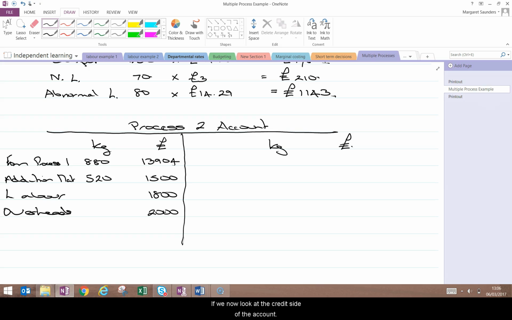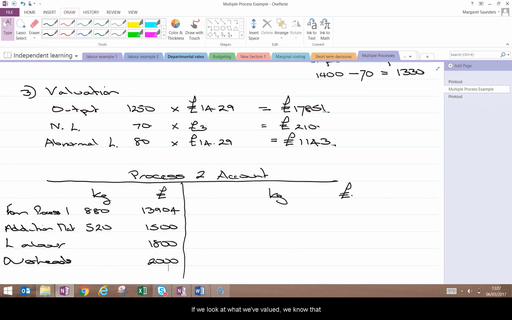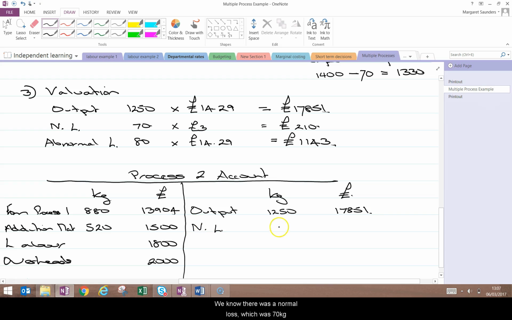So if we now look at the credit side of the account, if we look at what we valued, we know that what came out of the process was 1250 kilos, and we valued that at £17,851. We know there was a normal loss, which was 70 kilos at a value of £210. And finally, we know there was an abnormal loss of 80 kilos at £1,143.